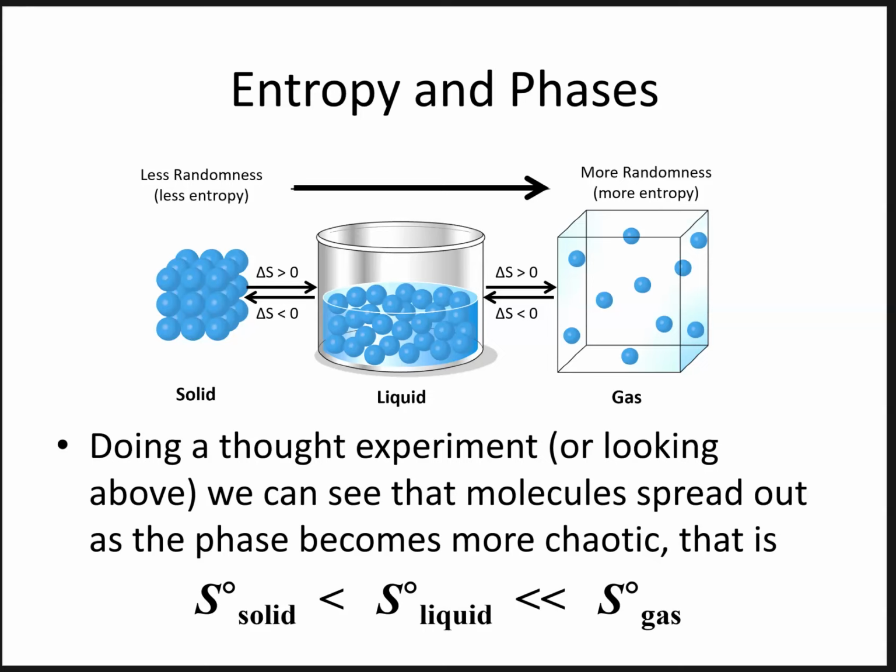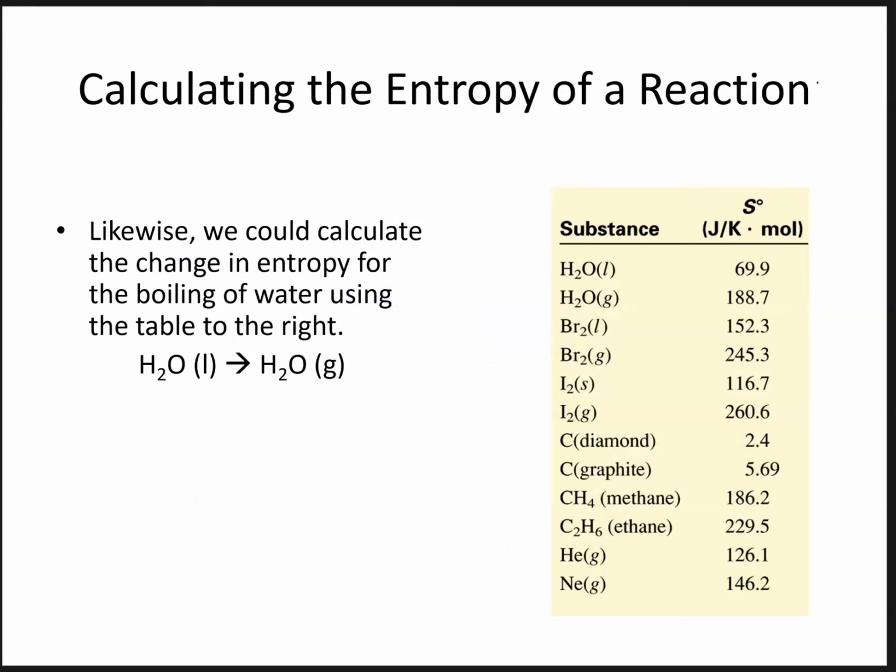However, the first thing you should be able to take home from this message is that solids of a molecule always have the lowest entropy, and the gases of that molecule always have the highest entropy. And this, again, is due to the spreading out, or the more chaotic nature, of the phases. Likewise, we can look at the change in entropy from going from liquid to gas, that is, from boiling water.